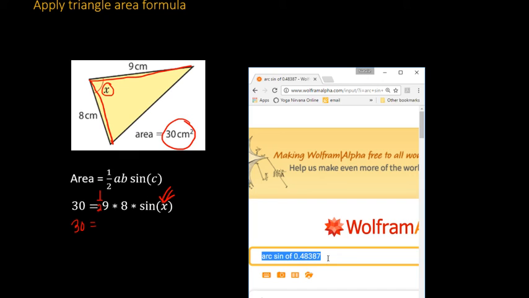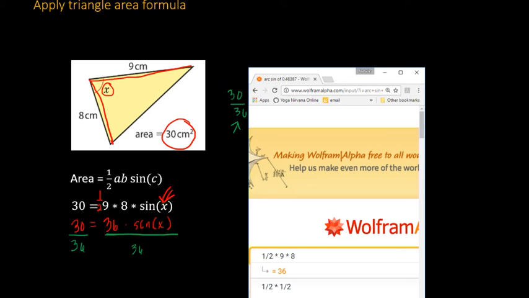So let's say I want to use this to help me simplify this equation. The first thing I would probably do is simplify the 1/2 times 9 times 8, so that's half of 72, which is 36. So I end up with 30 equals 36 times sine x. The next thing we want to do is divide both sides of the equation by 36. And we end up with 30 over 36 is equal to sine x. I would convert that to a decimal, and then we can find our arcsine. So let's go ahead and do that.